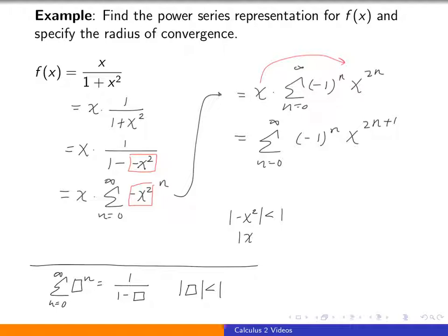That means the absolute value of x squared is less than 1, which means the absolute value of x is less than 1. So in this problem, our radius of convergence is 1.